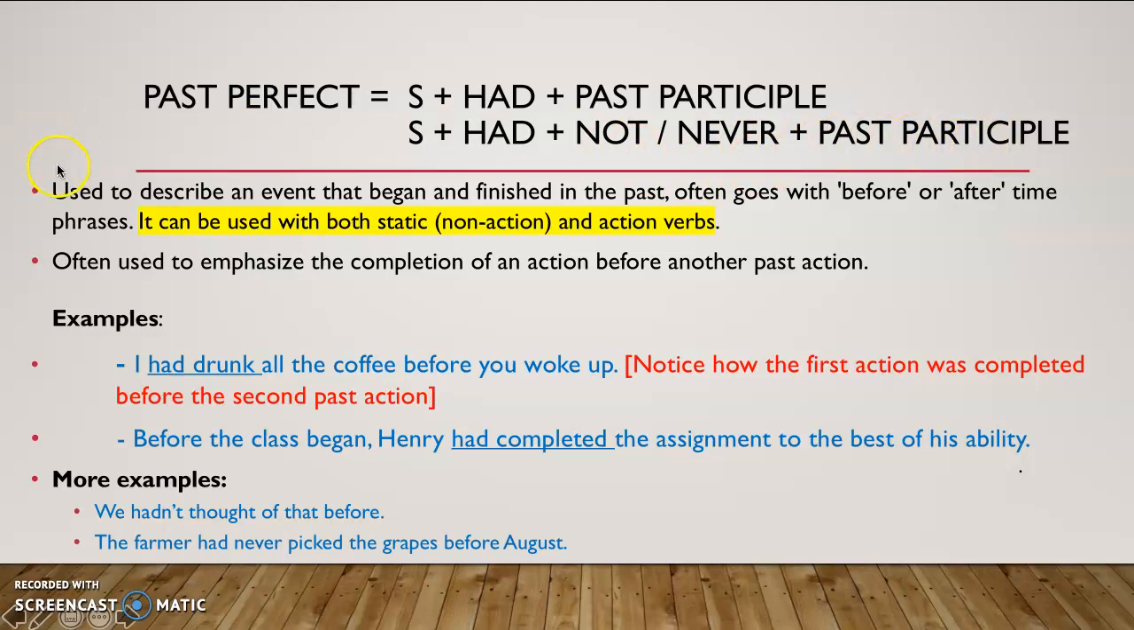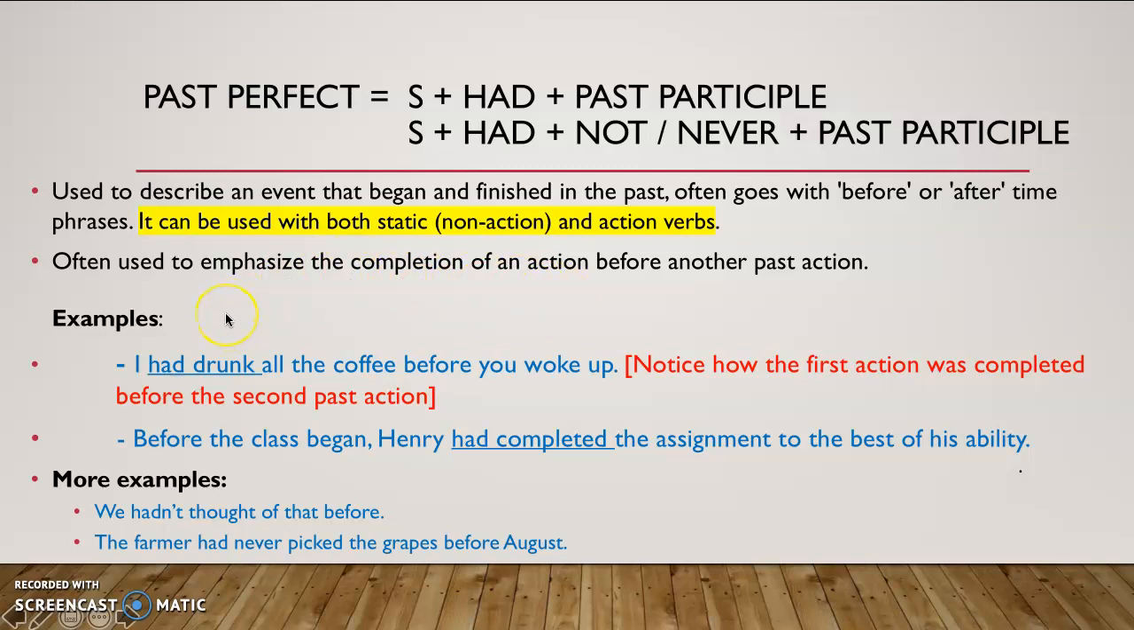We use the past perfect to describe an event that began and finished in the past. Often goes with before or after time phrases. It can be used with both static, that means non-action, and action verbs. Often used to emphasize, okay, that means stress, the completion of an action before another past action.